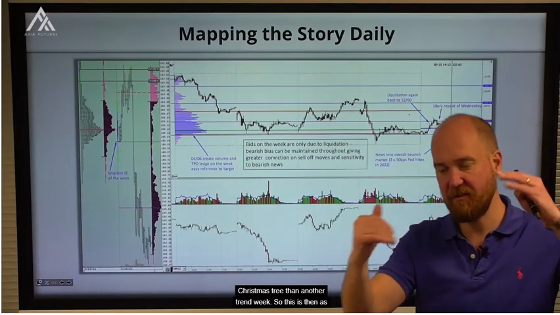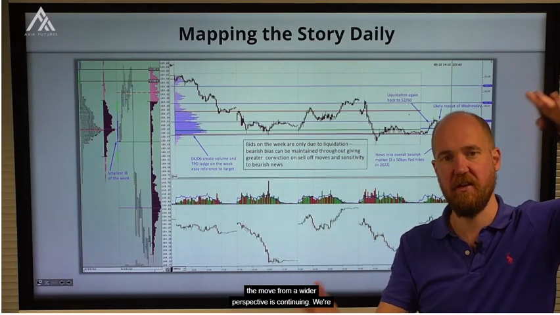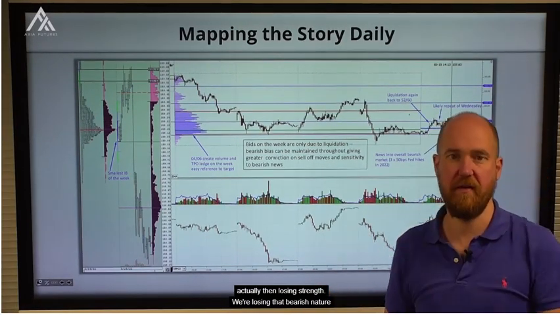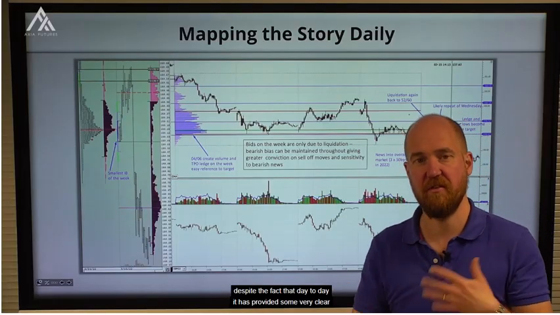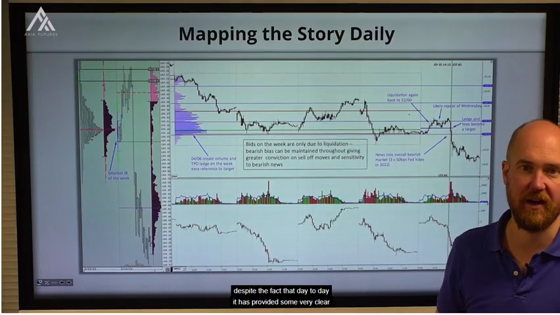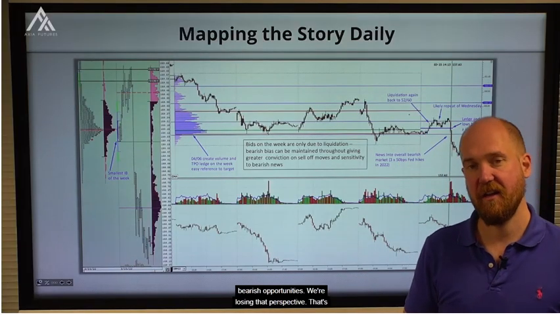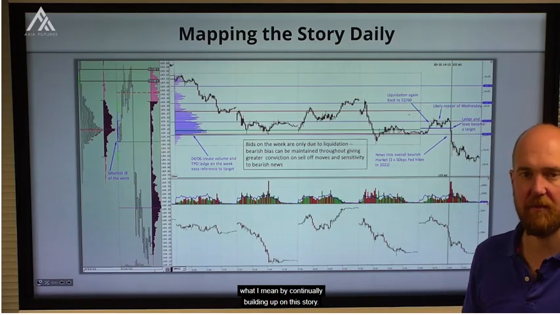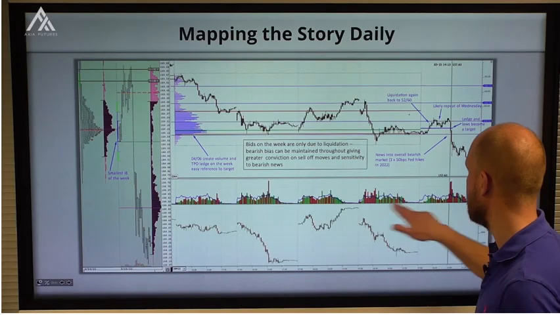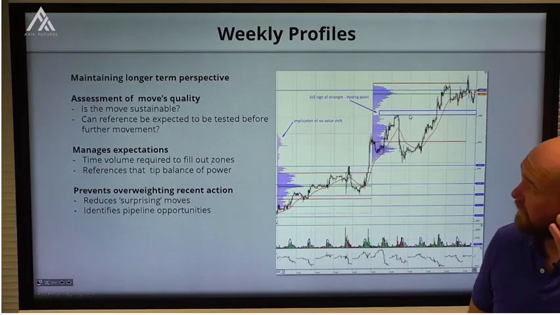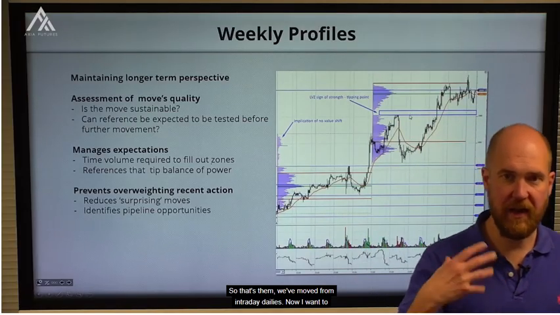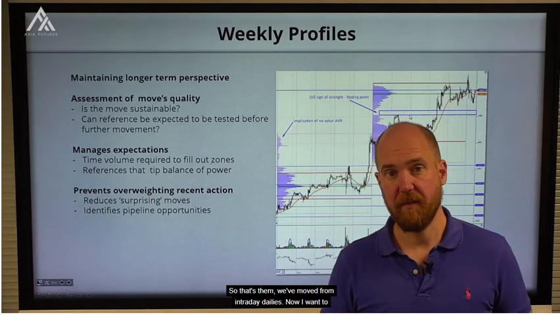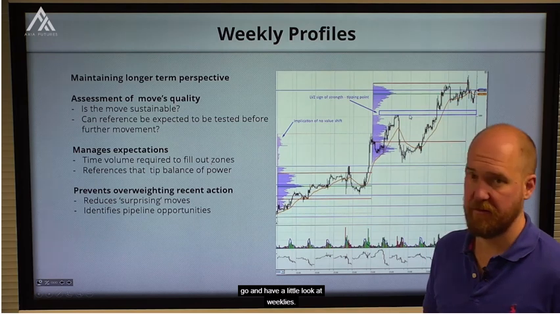So as the move from a wider perspective is continuing, we're actually losing strength. We're losing that bearish nature, despite the fact that day to day it has provided some very clear bearish opportunities. We're losing that perspective. And that's what I mean by continually building up this story. Right, so we've moved from intraday, dailies. Now I want to have a little look at weeklies.